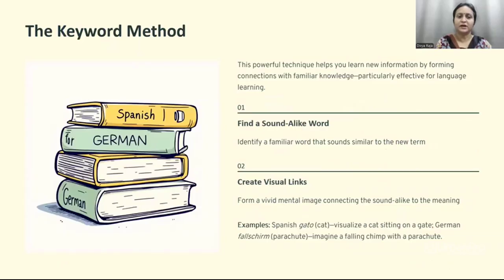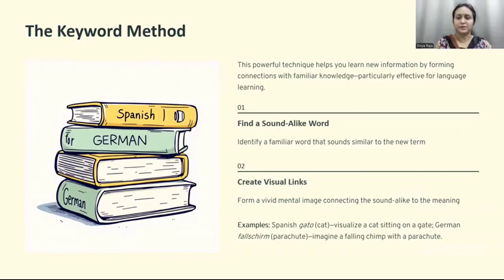The first one under mnemonics using visualization is the keyword method. So here we form connections with familiar knowledge, like forming associations between what we are currently learning with what we already know, with the old information. So making association between new information and old information. This is especially useful for learning languages.